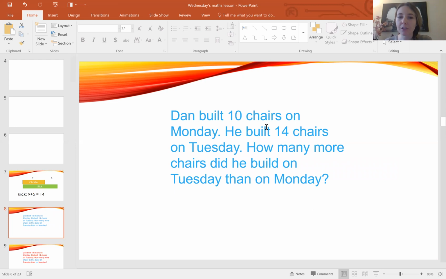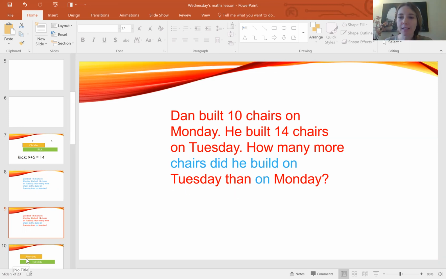Dan built 10 chairs on Monday. He built 14 chairs on Tuesday. How many more chairs did he build on Tuesday than on Monday? So the first thing I'm going to do is look at the words and identify those important bits that I need to remember. Dan built 10 chairs on Monday. He built 14 chairs on Tuesday. How many more on Tuesday than on Monday?